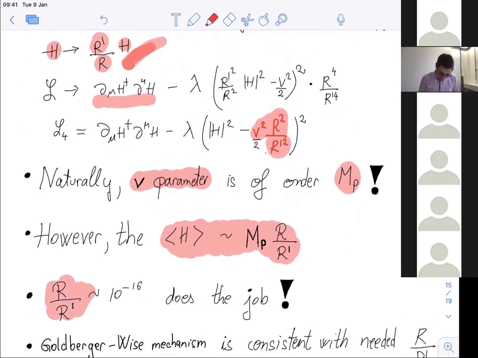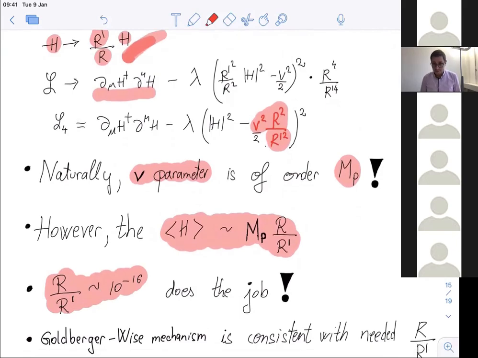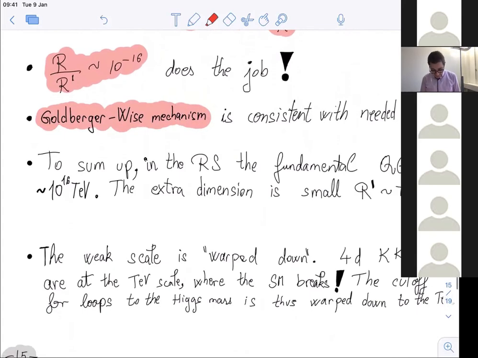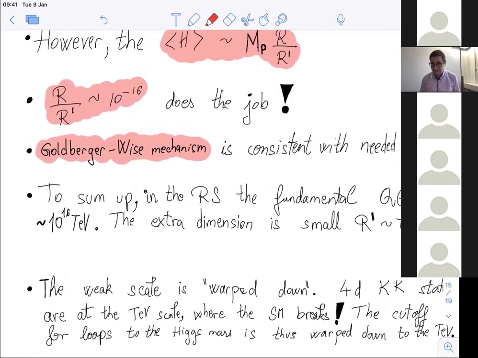So if this ratio is 10 to the minus 16, then this does the job, basically. If you have this small ratio R over R prime of the order of 10 to the minus 16, you will get then the electroweak scale. It also turns out, and this is very important, this is what makes the Randall-Sundrum model to be on a better ground than, for example, large extra dimensions, that the Goldberger-Wise mechanism, which serves to stabilize the distance between the branes, is consistent with having such a hierarchical ratio of R and R prime. The way this mechanism works is consistent with having this huge hierarchy between R and R prime.